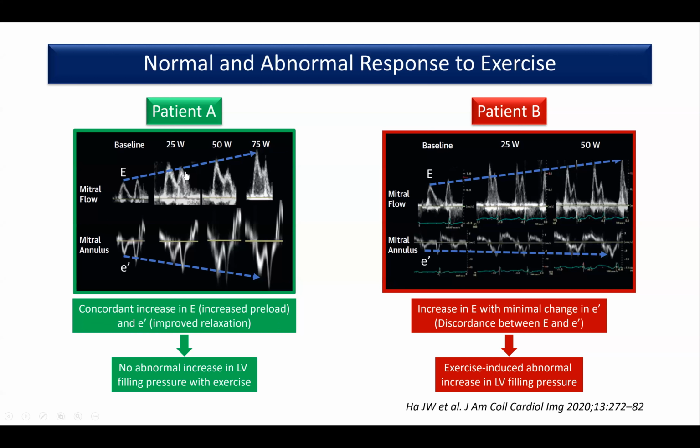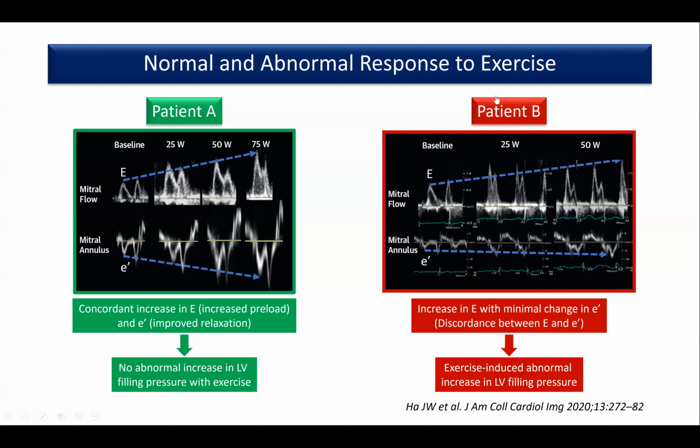The E velocity goes up with exercise. Okay, you see it goes up here. And the E prime velocity increases as well with exercise. So you have what we call a concordant increase in E velocity because of increased preload and E prime velocity because of improved relaxation. So the E/E prime ratio remains the same. So you have normal, the filling pressures don't go up with exercise.